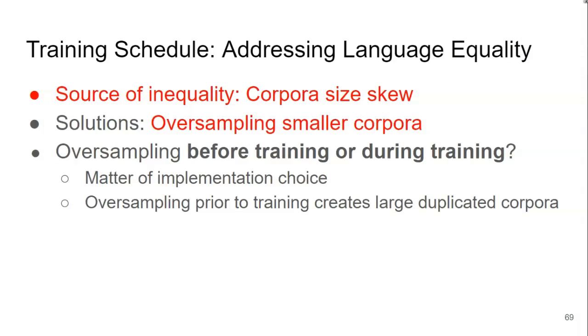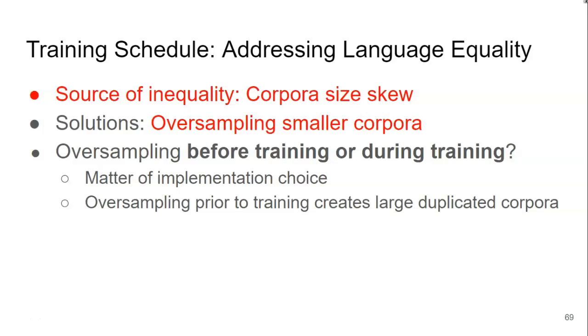Along with the training schedule, it is also important to address language equality. Remember when I was talking about vocabulary, I mentioned that it is important to have fair representation for all languages. And therefore, while sampling vocabulary, it's important to sample vocabulary fairly across all languages. The same applies during training. So the source of inequality, as we already know, comes from the corpora size skews. In other words, for languages such as German, there are very large corpora, but for languages such as Lao or Vietnamese, there are very small corpora.